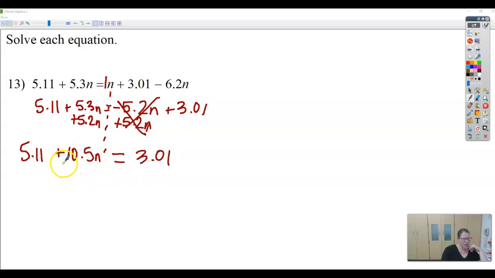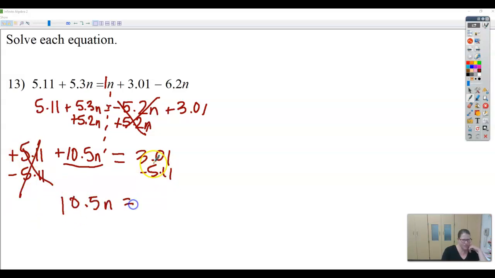So now, in order to get n by itself, I'm going to undo this 5.11 out front, which is positive, right? So I would subtract 5.11 from both sides. So 10.5n equals 3.01 minus 5.11. I'm just going to use my calculator just to be careful on that one. 3.01 minus 5.11 is negative 2.1.